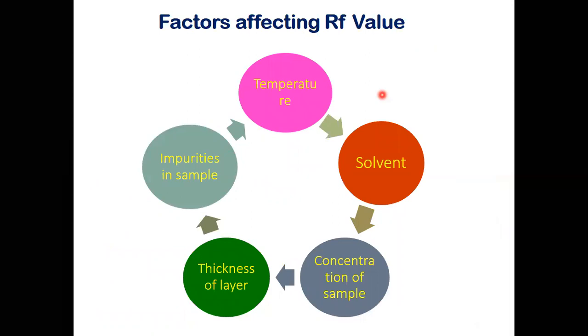These are the different factors which affect the separation in thin layer chromatography: temperature, solvent, concentration of the sample, thickness of the layer, and impurities. Temperature should be moderate during the experiment. If the temperature is high, then the mobile phase can evaporate. Solvent is always selected on the basis of the polarity of the compound. Concentration: the sample must be dilute or put in the form of a small spot.